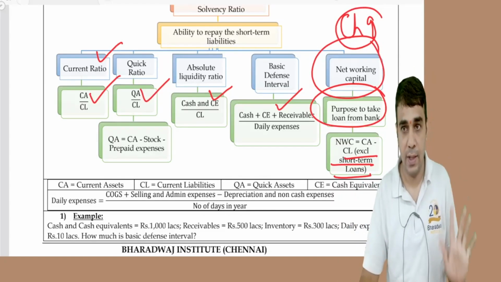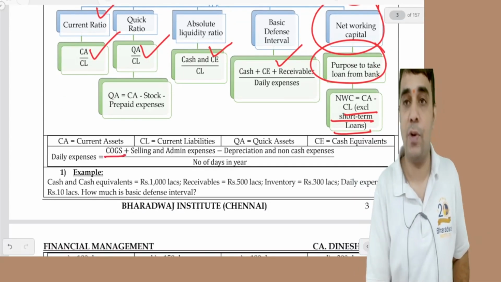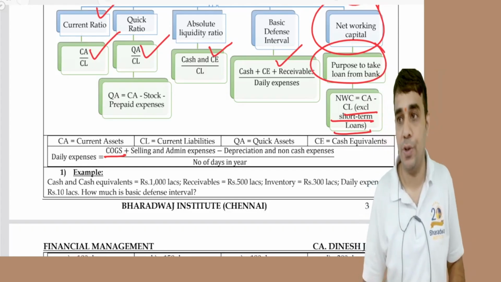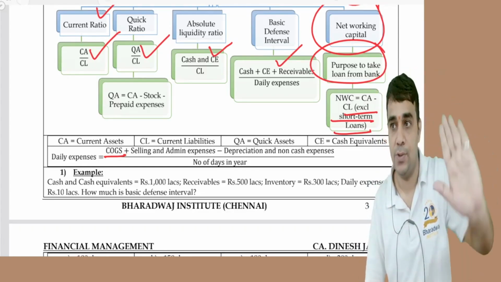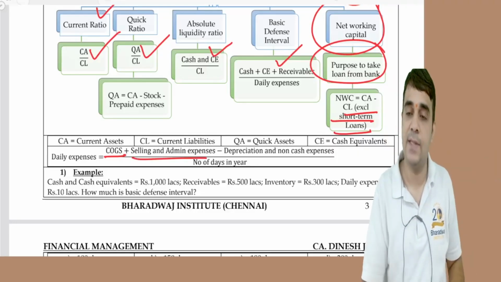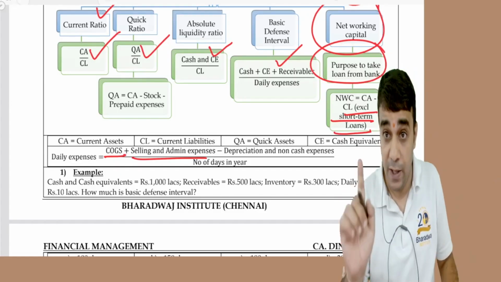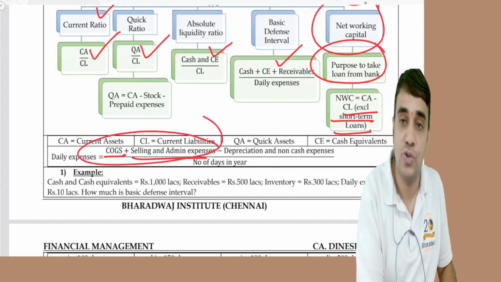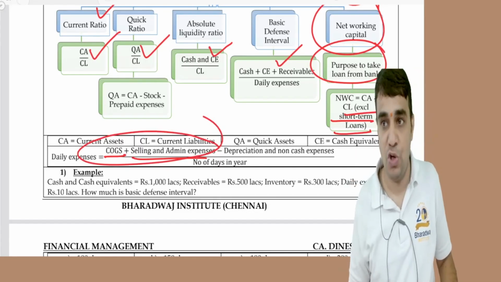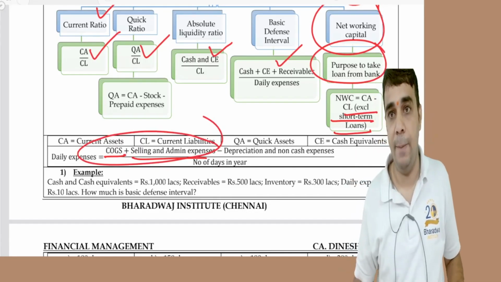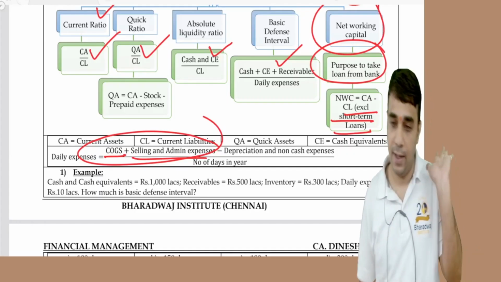Any doubts on this? Able to understand this? Okay. In these daily expenses, COGS, what is COGS? In your cost sheet you would have learned, or in the trading account, everything is COGS. Add selling and admin expense, deduct depreciation and non-cash expense if at all they are part of these two items. Deduction only if they are part of them. If somebody says depreciation is part of COGS, obviously it is deducted. Any doubts on this?